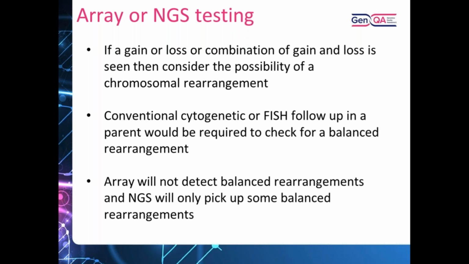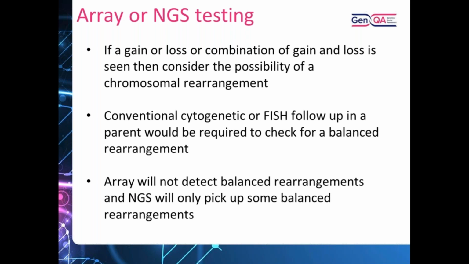So we have seen in quite a number of our EQAs where array and NGS testing is being used as a surrogate for G-banding, then it's difficult sometimes to tell what's going on with segregation. So if you see a gain or a loss or a combination of gain and loss, then consider the possibility that there is a chromosomal rearrangement present.